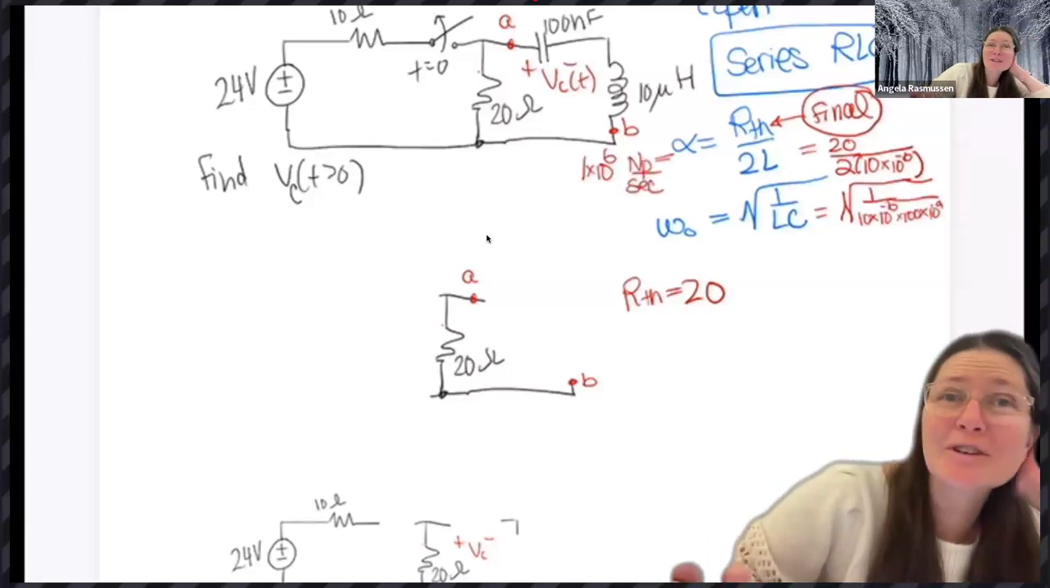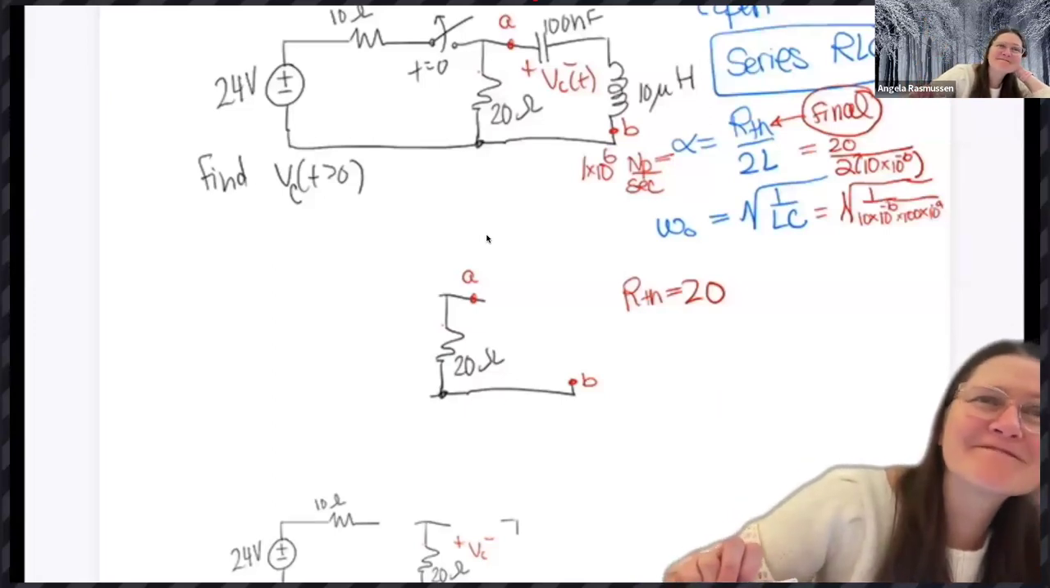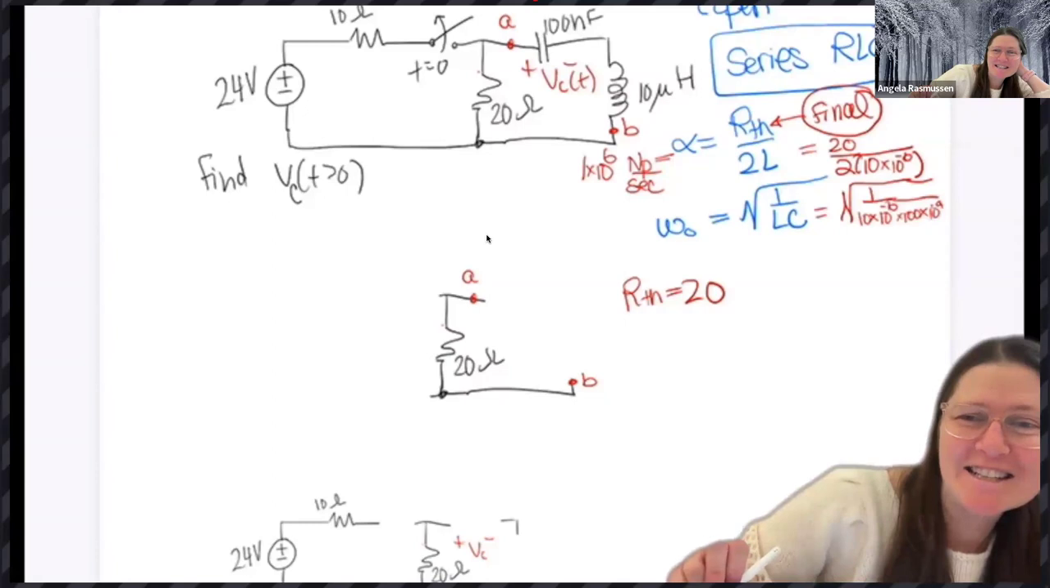What's the unit for alpha? Yes. Nepers per second. I looked it up, by the way. They're named after John Napier, who invented logarithms. Okay. Thank you. No idea why that ended up being in here. So Nepers per second.